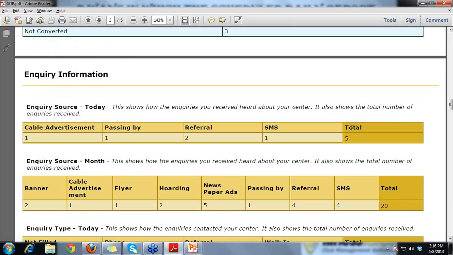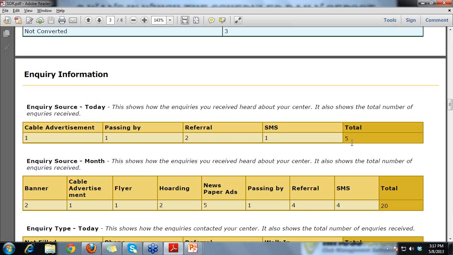Inquiry information. Now as you can see, the first information which it shows is inquiry source. There were 5 inquiries that day. Out of the 5 inquiries received, 1 inquiry was through marketing source as SMS, 1 was through cable advertisement, 1 was passing by, and 2 were referral. So this way you can keep track of which of your marketing tools is attracting the maximum number of walk-ins towards your gym.